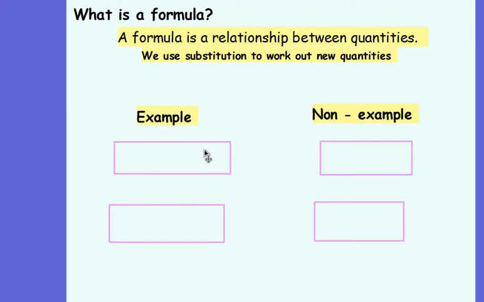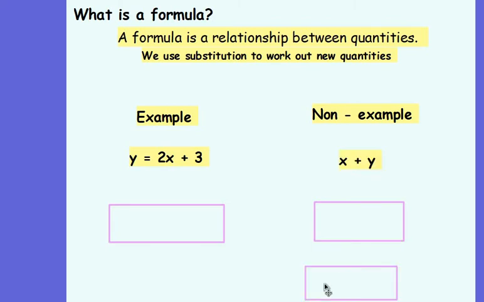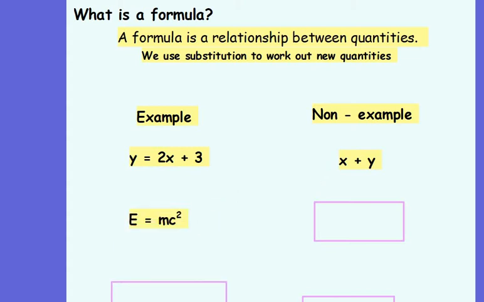An example of a formula would be this one. I've got y is equal to 2x plus 3. We can see how y is related to x. Here's a non-example, not a formula. x plus y. That doesn't tell us anything about how x and y are related. That's just an expression.